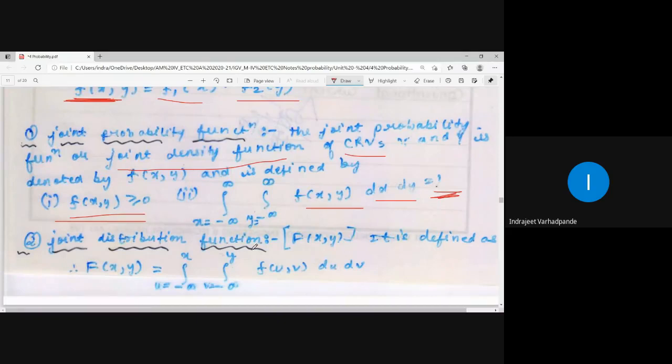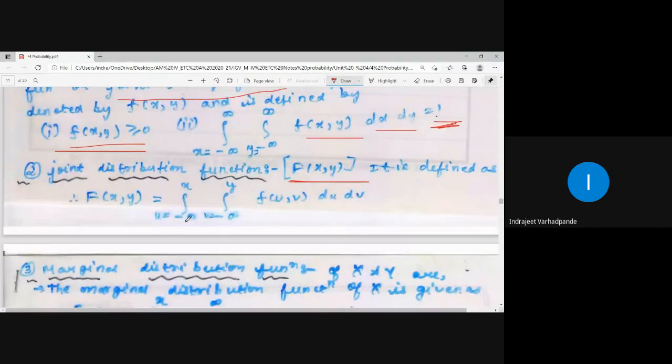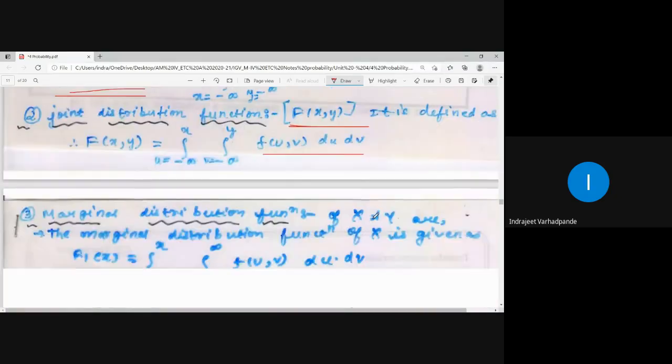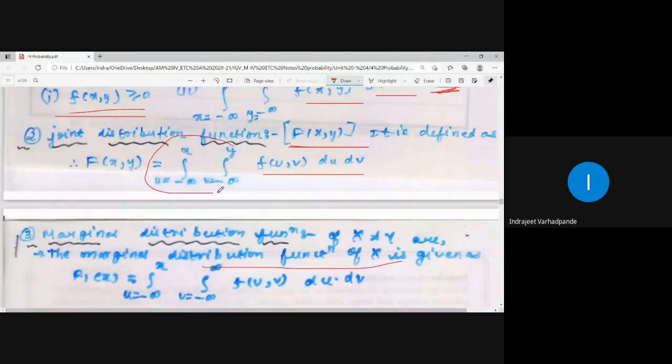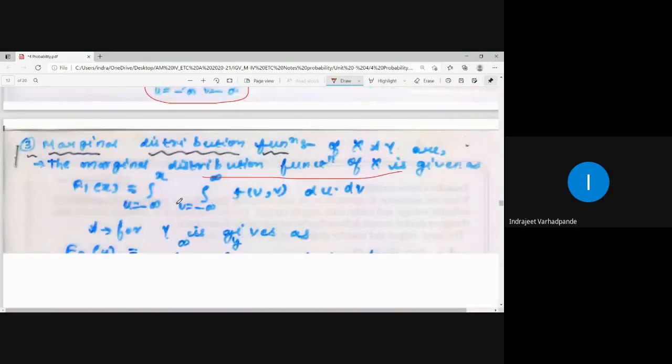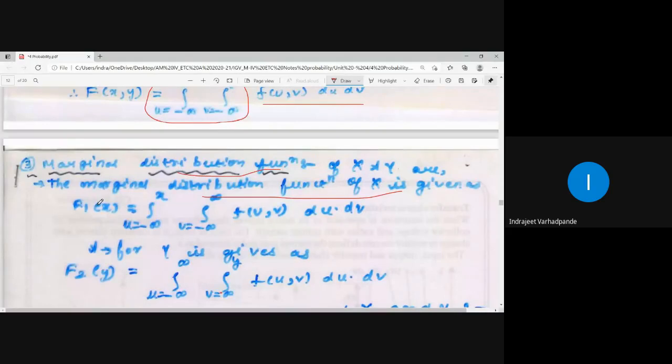How do you calculate the marginal distribution function capital F1 of x? Just now we saw integral from minus infinity to x, minus infinity to infinity f of uv du dv. So that is how the marginal distribution function for x and y is calculated. This is the representation in total for x and y as the joint distribution function. This is the marginal distribution function for x denoted by capital F1 of x, minus infinity to x, minus infinity to infinity f of uv du dv.